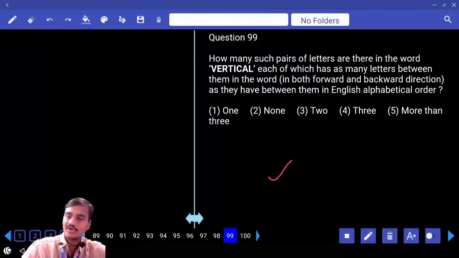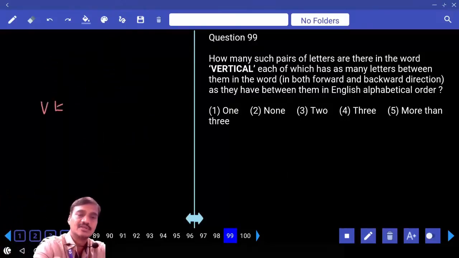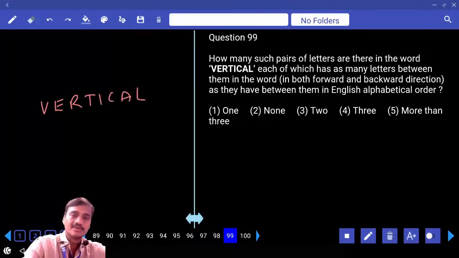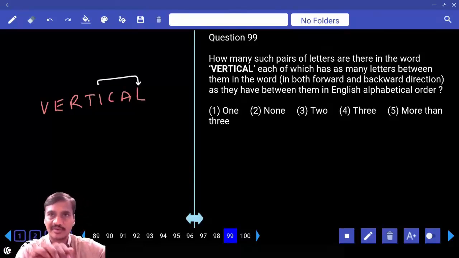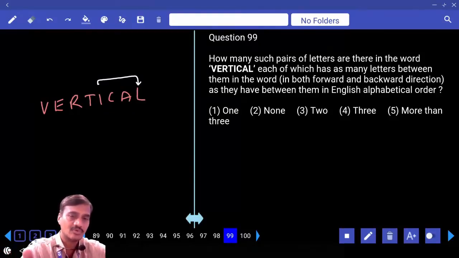99. How many such pairs of letters are there in the word VERTICAL, which have as many letters between them as in the alphabet? Now starting with V, tell me how many are there? V, W, X, Y, Z, E, F, G, H, I, J, K, R, S, T, T, U, V, I, J, K, L. Is there any pair? J, K, L, C, D. Left to right we are able to find only one pair. And again in the reverse order, L, M, N, O, P, Q, R, S, A, B, C, D, E, F, G, C, D, E, F, G, H, I, J, K, L, M. That's it. Hence how many pairs we have? Only one. That is choice 1, question number 99.